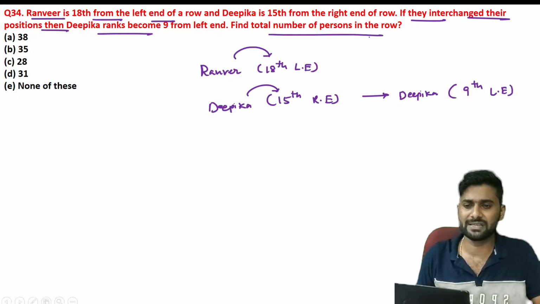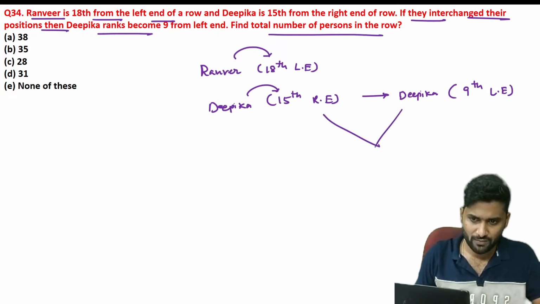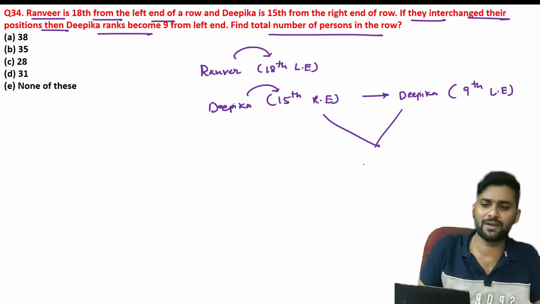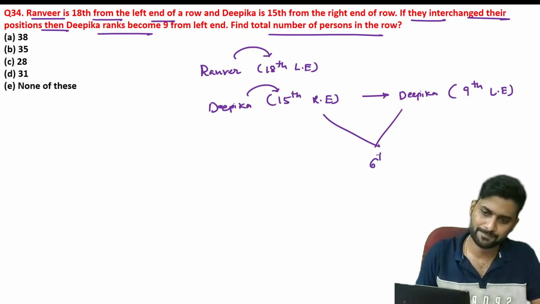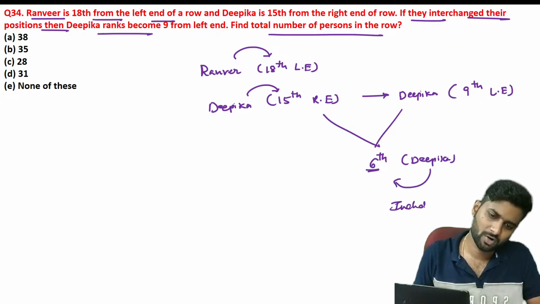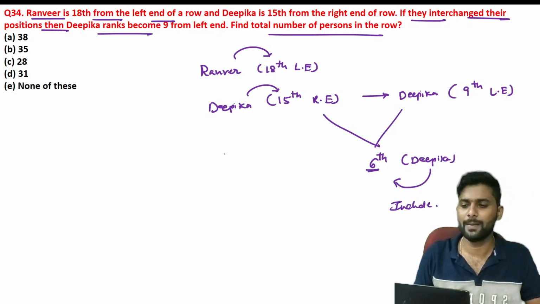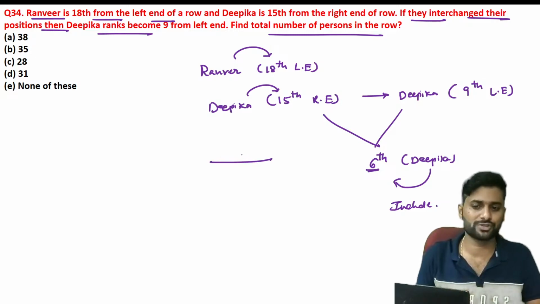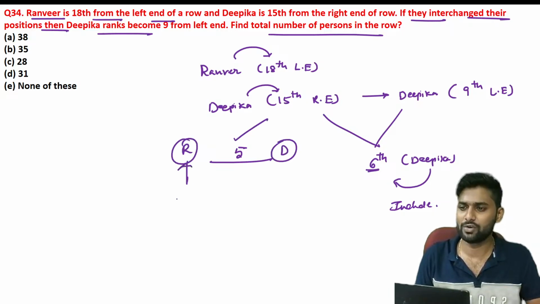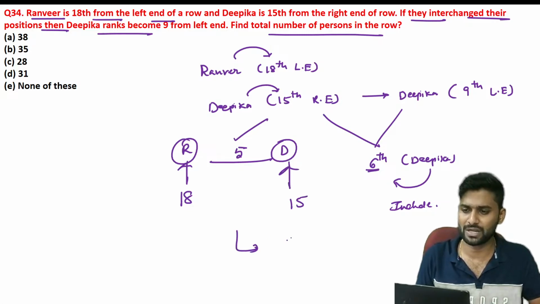Then how many persons in a row? Guys, first of all, after the interchange, the difference of Deepika's right hand position and left hand position must be 6. In the 6th position, Deepika is always included, right? Now my question, between value always excludes Deepika. That's why between Ranveer and Deepika, how many people are there? 5 people. Including Ranveer, 18th position, 18 members. Including Deepika, 15 members. So total answer must be 30.